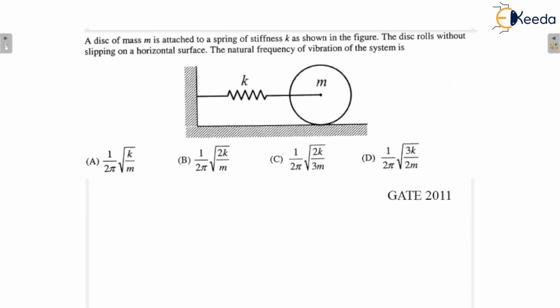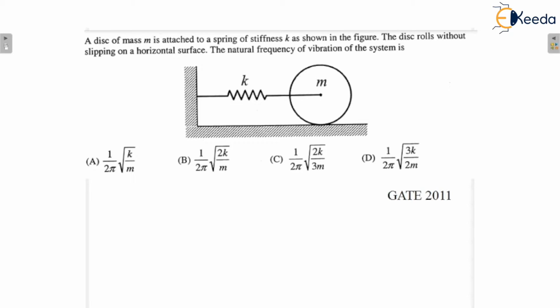This is a simple question, okay? A disk of mass m is attached to a spring of stiffness k as shown in the figure. The disk rolls without slipping on a horizontal surface. The natural frequency of vibration of the system is.